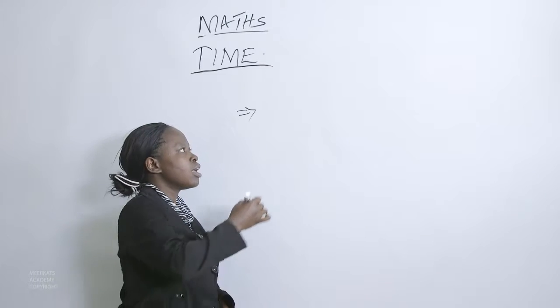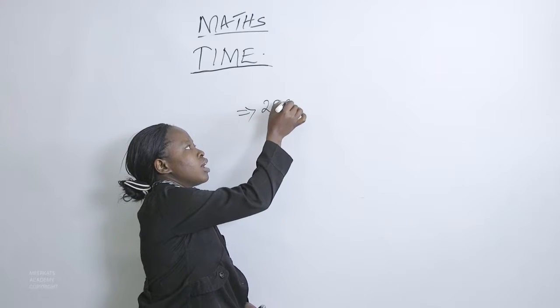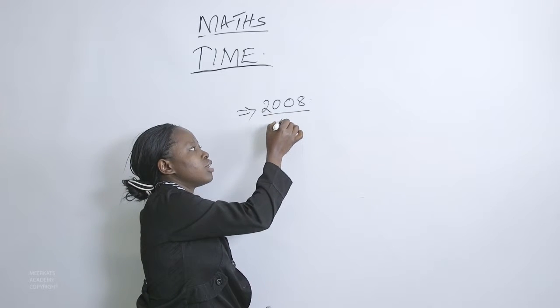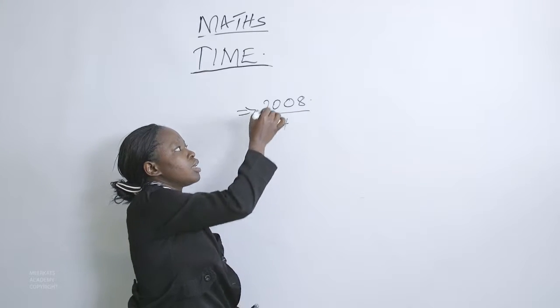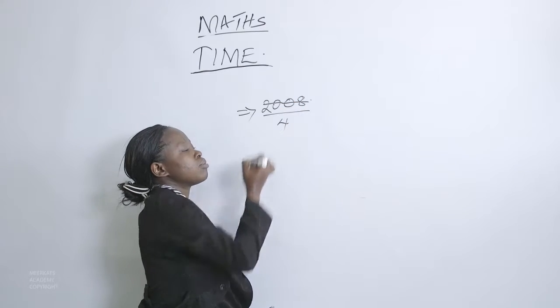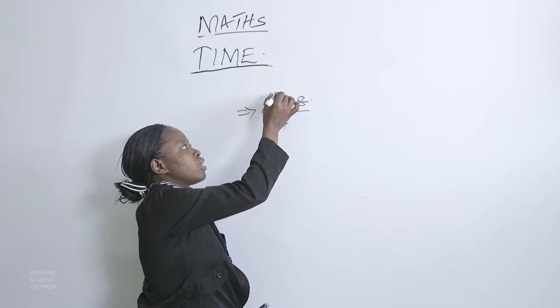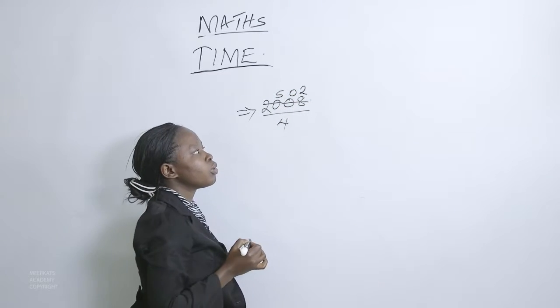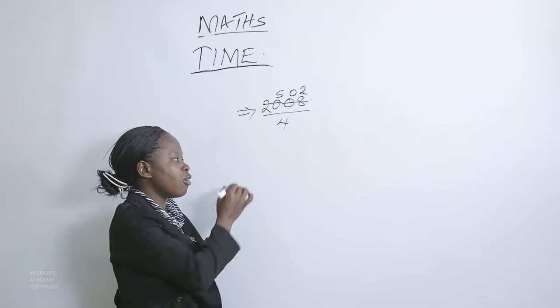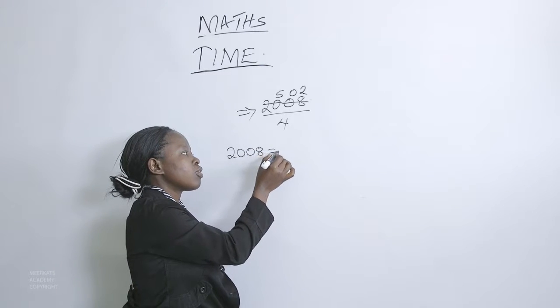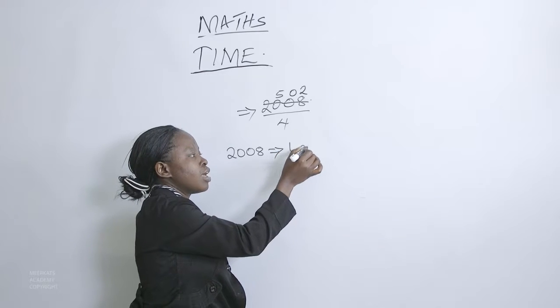For instance, if I'm having 2008, take 2008 and divide by 4. If we divide 2008 by 4, we discover that the number is divisible by 4. This will be 502. So the year is divisible by 4, and being the fact that the year is divisible by 4, it means 2008 is a leap year.